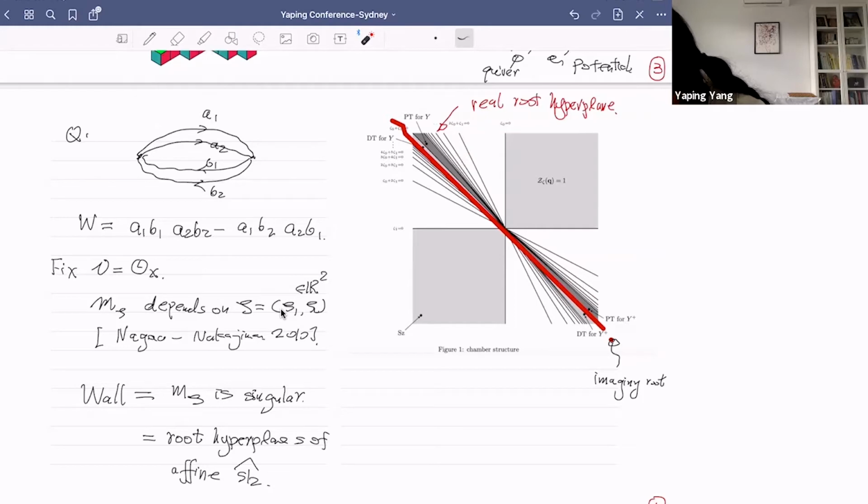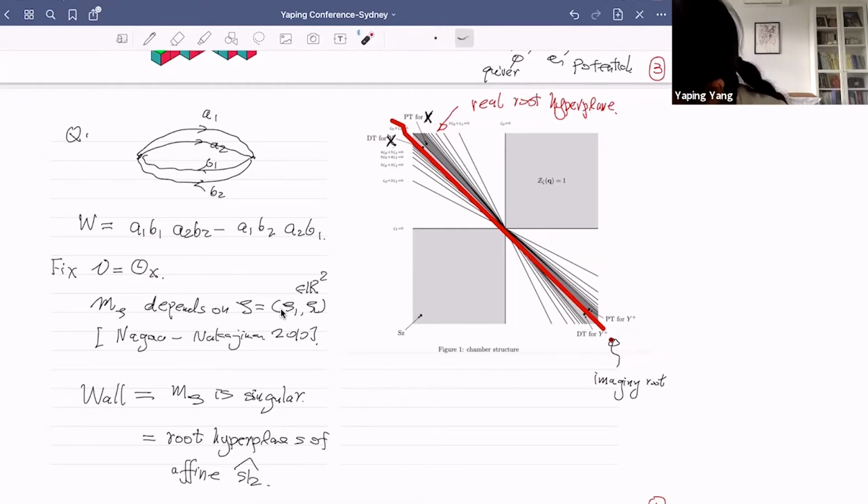And in the limit case, under this imaginary root hyperplane, this is the DT moduli space. So this should be DT for X. And above this imaginary root hyperplane, in the limit case, this recovers the PT. So this is the PT for the resolved conifold, PT for X.